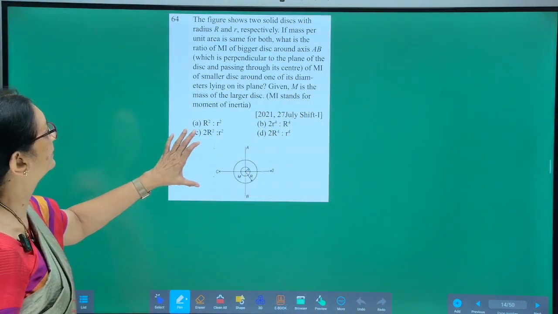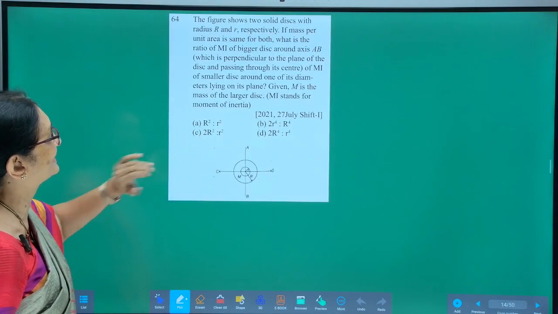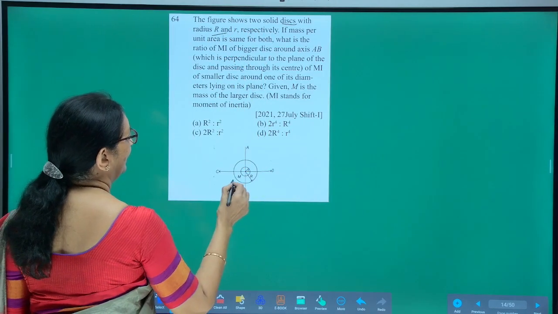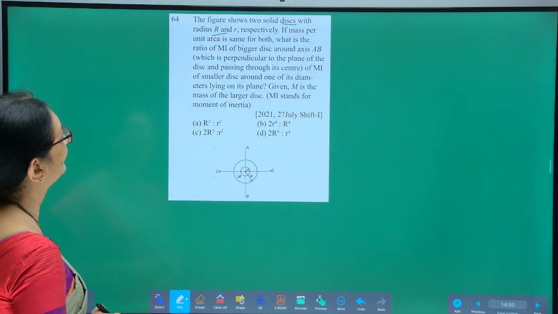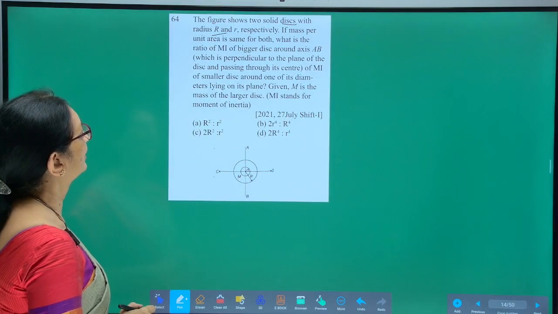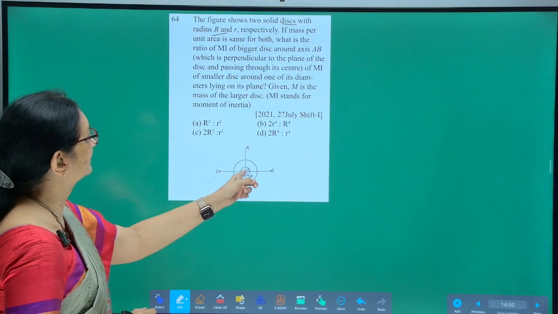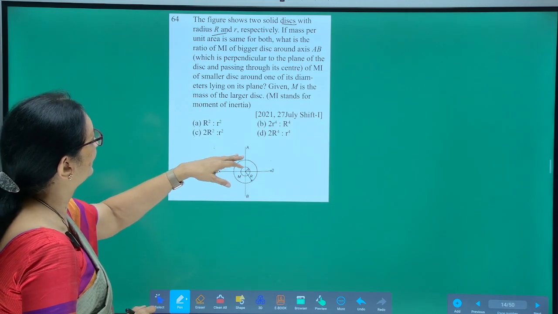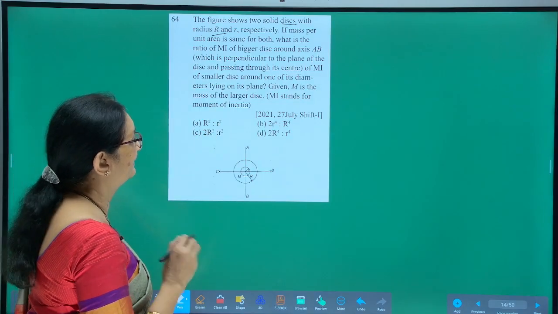Now, look into this problem. Figure shows two solid discs with radius capital R and small r. Okay, mass per unit area is same for both. What is the moment of inertia of the bigger disc about an axis passing through the center perpendicular to the plane, and smaller disc about any one of its diameters lying in the plane?